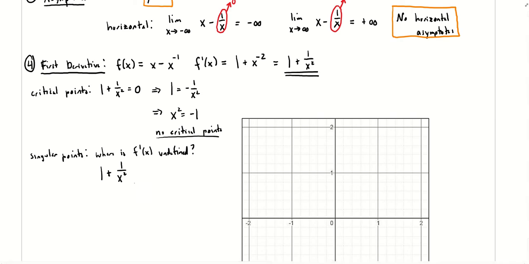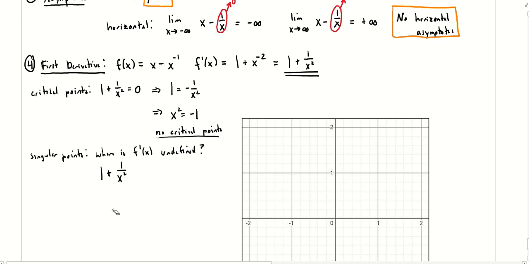I think I was talking just through the critical point process, the singular points process. So our singular points are where our first derivative is undefined. This is sort of like where we were looking for the domain in the original function, right? I'm looking at my first derivative now, and I'm saying, okay, what would give me issues with this function? Or more specifically, since we have this rational piece, what would give me a 0 on my denominator?